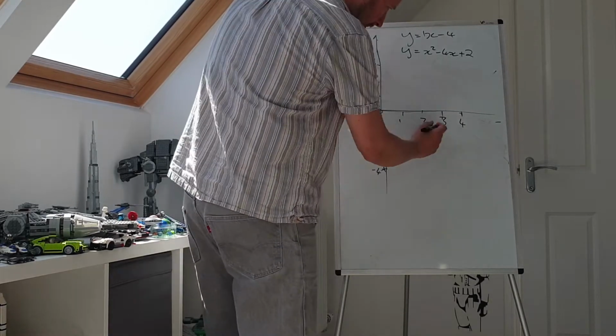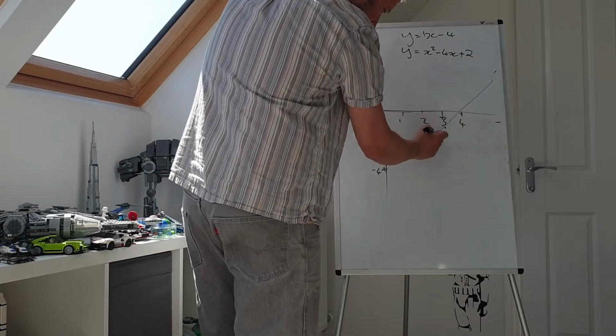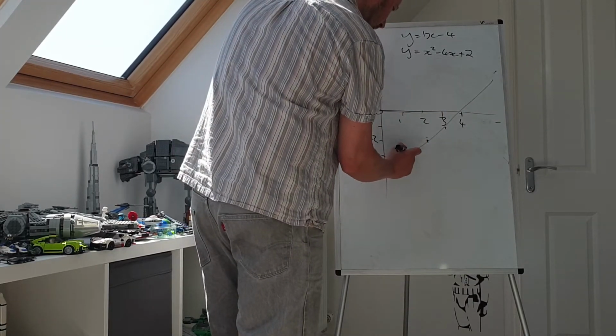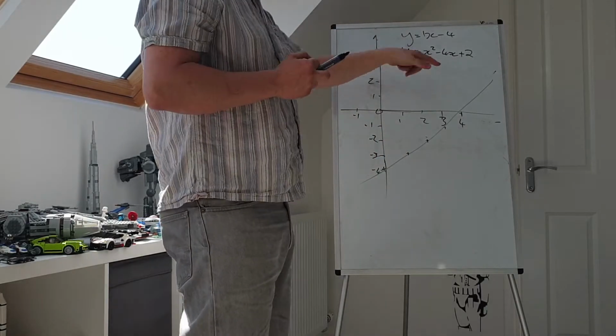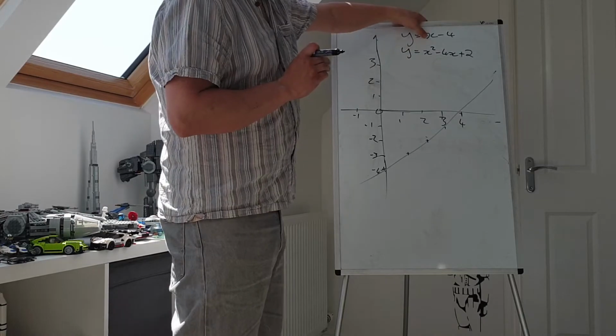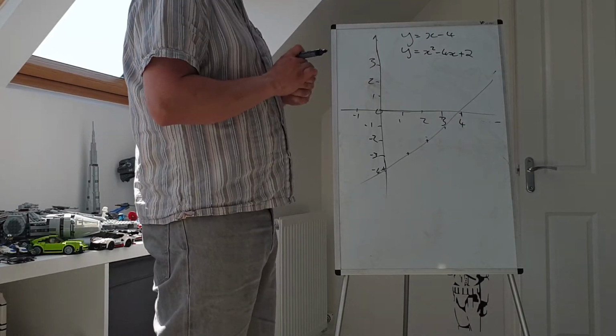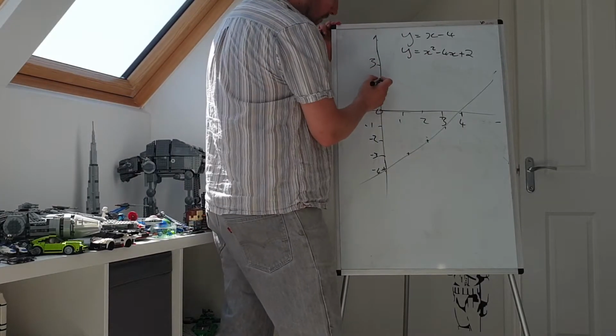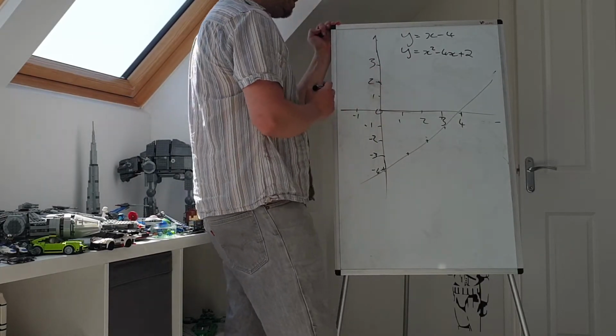So it goes through like that there. Then we've got y equals x squared minus 4x plus 2. So what we're going to do with this is we're going to try and sketch it. So we know that it's going to go through, just like we did the other day, at plus 2. So we're going to go through there.